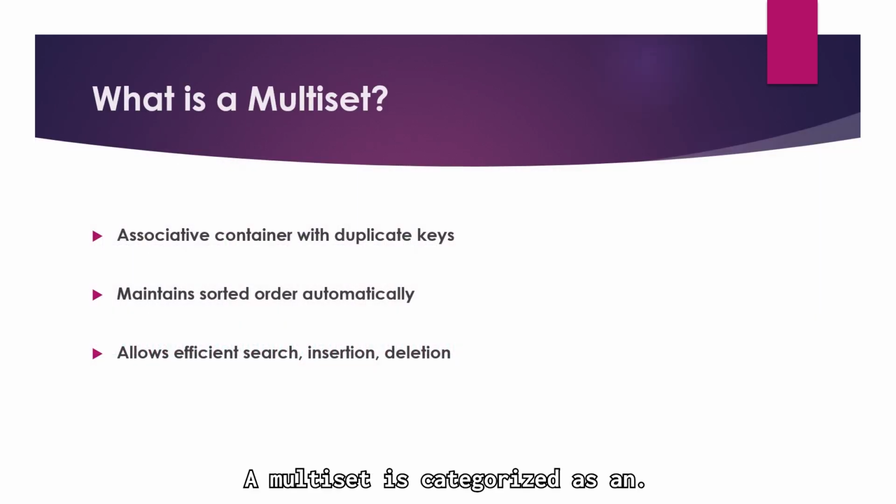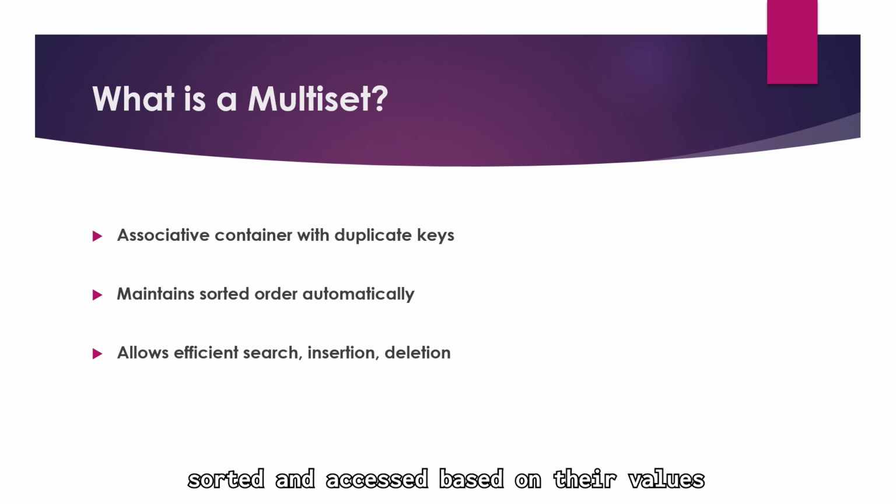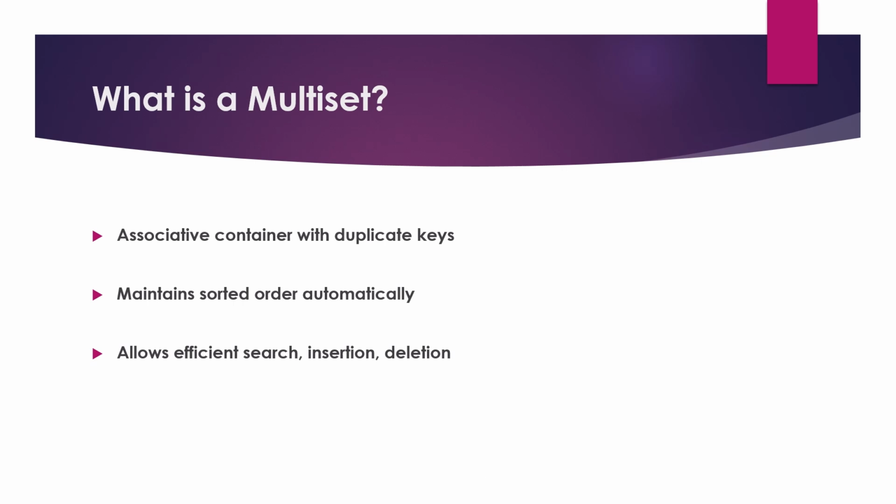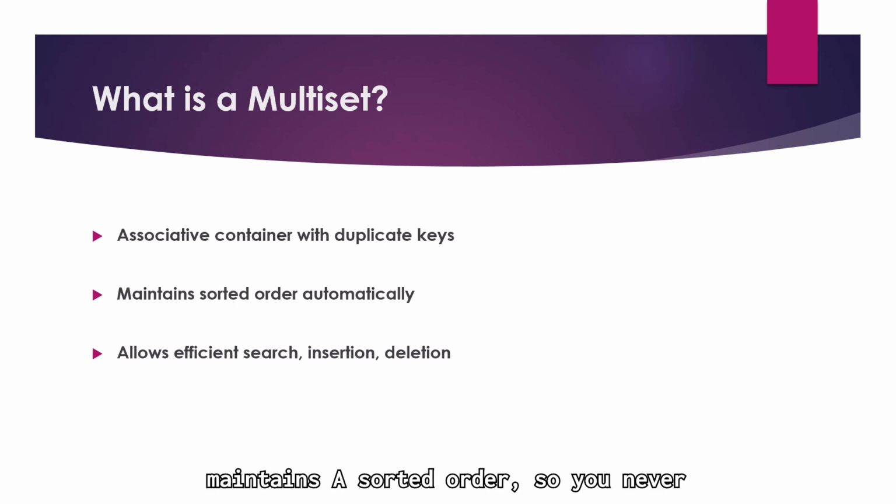A multiset is categorized as an associative container in the STL. The term associative means that elements are sorted and accessed based on their values rather than positions or indices. What makes a multiset unique is its ability to store duplicate values. Multiple elements with the same value can coexist. Additionally, the container automatically maintains a sorted order, so you never have to manually sort the data after inserting elements. The internal mechanisms of the multiset are designed to offer fast access for searching, inserting, and deleting elements, all with a time complexity of log n due to the underlying balanced tree.